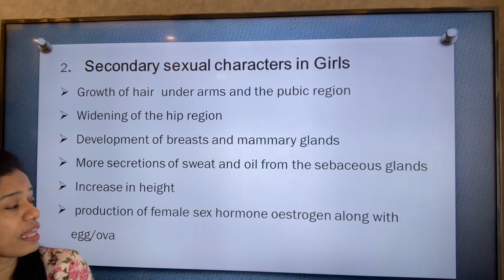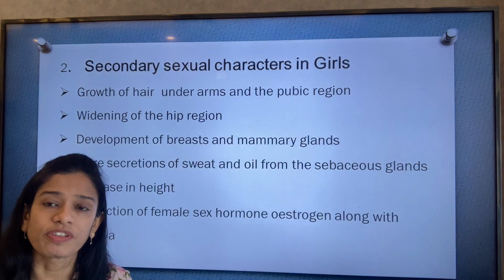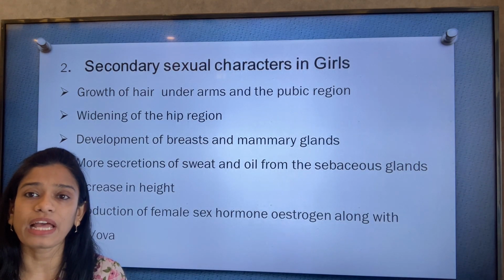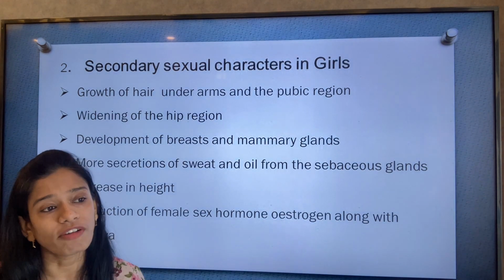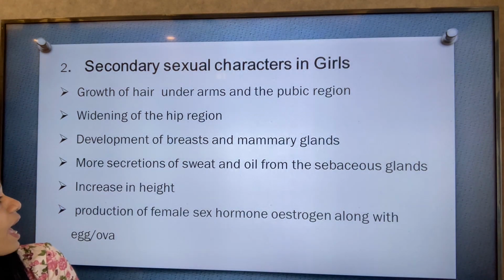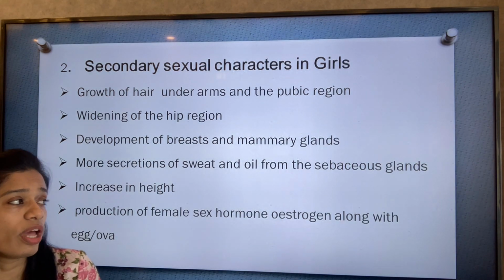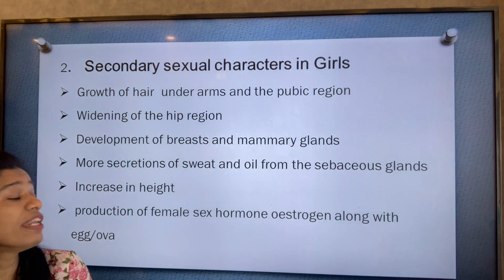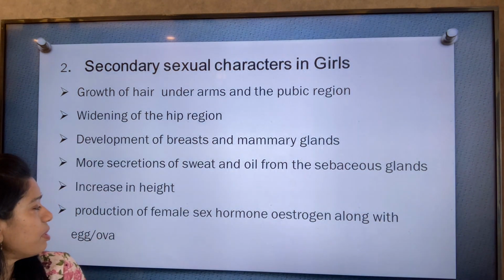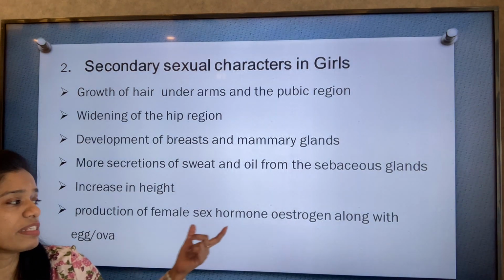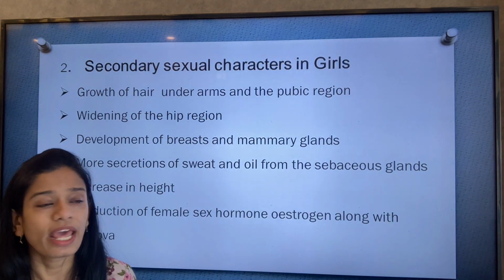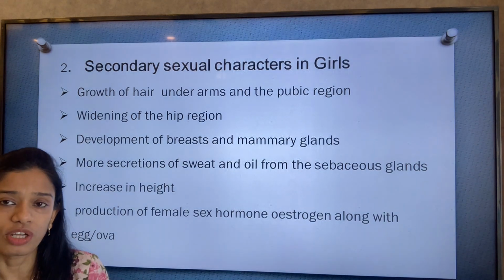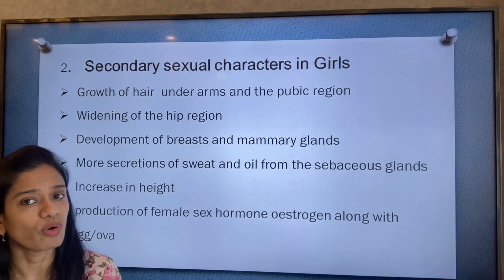Development of the breasts and the mammary glands. So development of the breast takes place, the development of mammary glands also takes place, while the mammary glands become functional only after the birth of a baby. And more secretions of sweat and oil from the sebaceous glands, which leads to acne and pimples. Increase in height also takes place, and production of the female sex hormone estrogen, and along with that the ova, egg or the ovum, is produced in the ovaries.